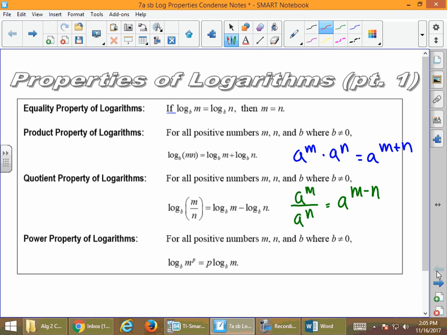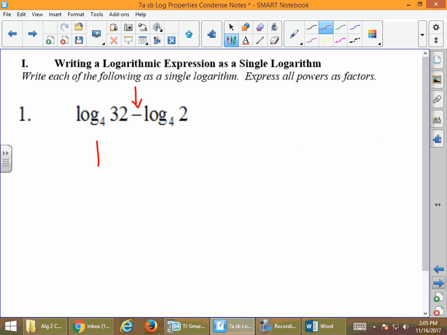Well, the property that has subtraction in it is the quotient property, which is the third one there in your table. And what we can do is convert this problem back to division now. The minus means that we can rewrite this as 32 divided by 2. So we've condensed it into one logarithm, which is our goal. The question now is, can we simplify it any further? And I bet that a few of you recognize that 32 divided by 2 is 16.